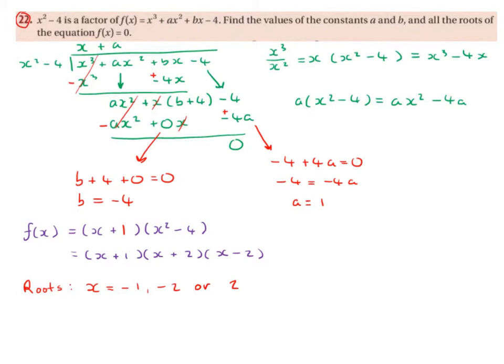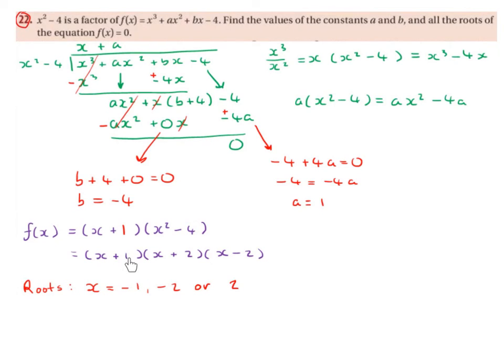So our factor that we got from our bus stop method was x plus a, and we found a to be 1, so that factor is now x plus 1. So f of x is going to be x plus 1, which we got from up here, multiplied by x squared minus 4, which we got from the question. And x squared minus 4 we can factorize by the difference of two squares, which will give us x plus 2 times x minus 2.